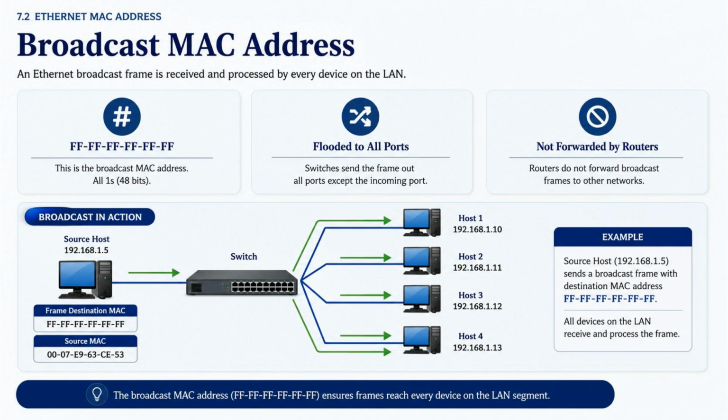Broadcast frames get processed by every device on the LAN. The destination MAC is always FFFFFFFFFFFF, 48 ones in binary, flooded out every switch port except the one it arrived on. Important scope limit: broadcasts stay within the local broadcast domain and are never forwarded by routers.